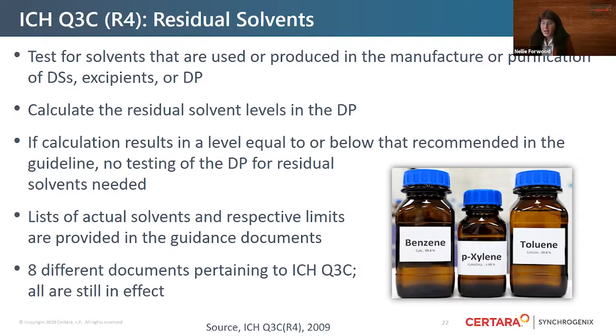Of note, there are 8 different documents pertaining to ICH Q3C on the FDA guidance page from 1997 to the 26th of May, 2020, and all are still in effect. All the additional ones are ones that added additional solvents to the list and their limits.